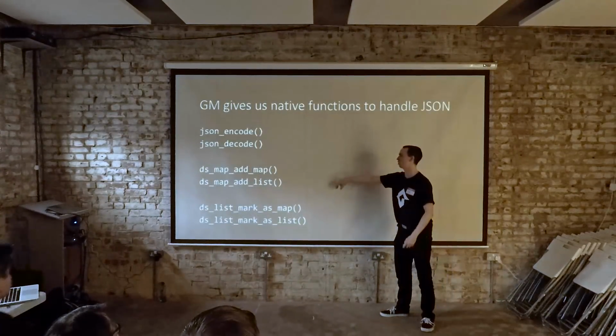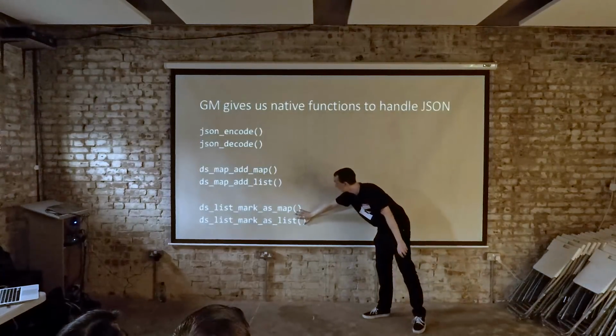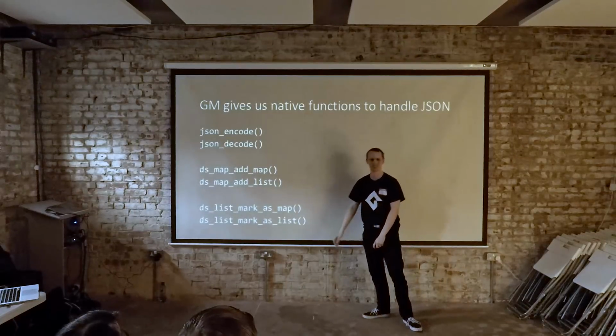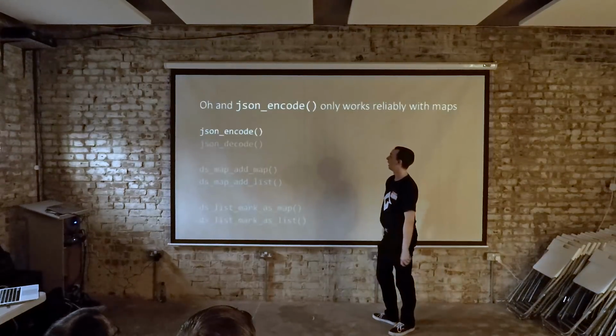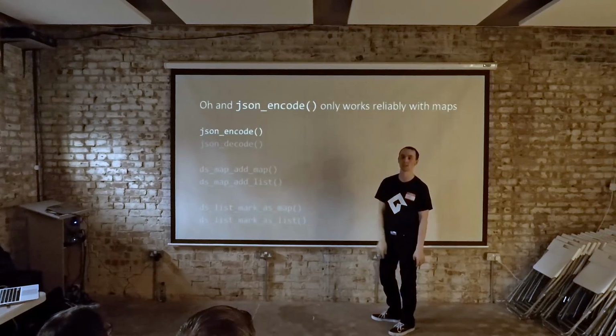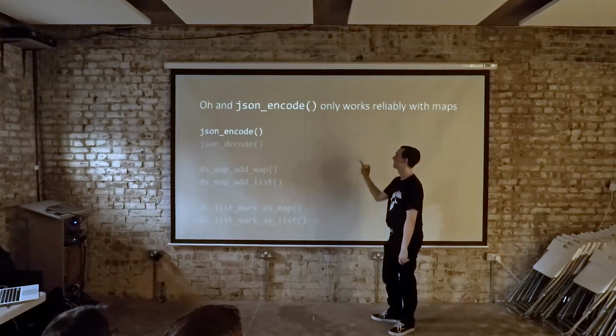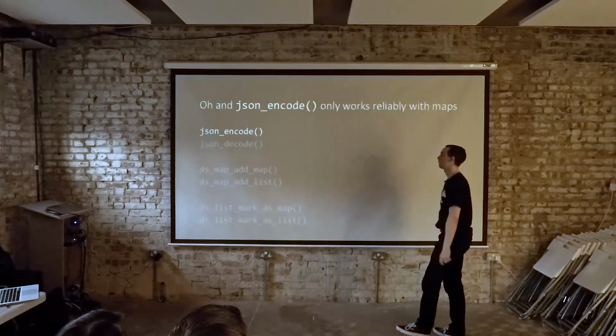This is much more natural. You put stuff into a map and you know what type it is. These two down here work a little bit differently, and I don't know why they were made like that. Also, this function JSON encode only works if you've got a DS map as the first element in your node. If you have a DS list, this doesn't work so well because of the way GameMaker does stuff internally.